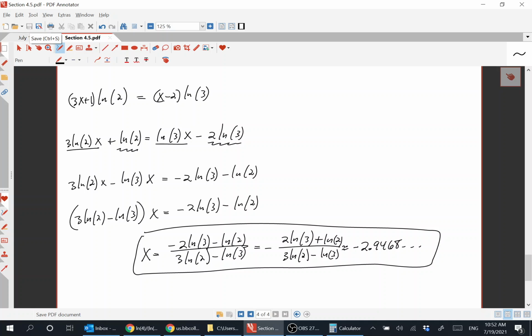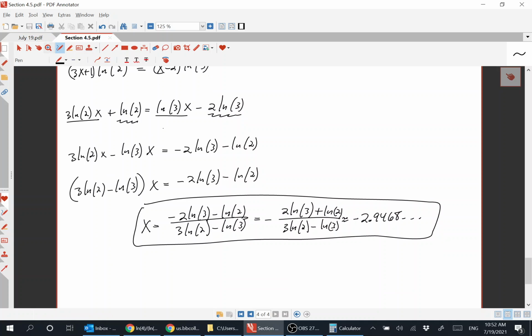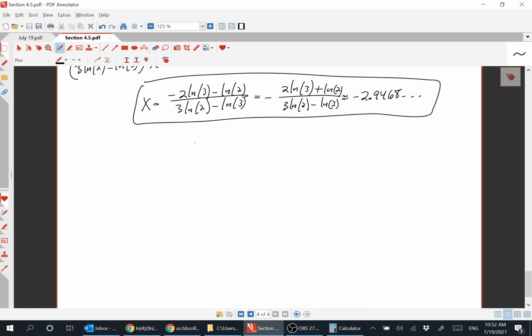Let's look at some examples in these word problems. We've been looking at these modeling problems, these compound interest problems and also these half-life, radioactive decay type problems. And you'll see how these techniques are useful here.